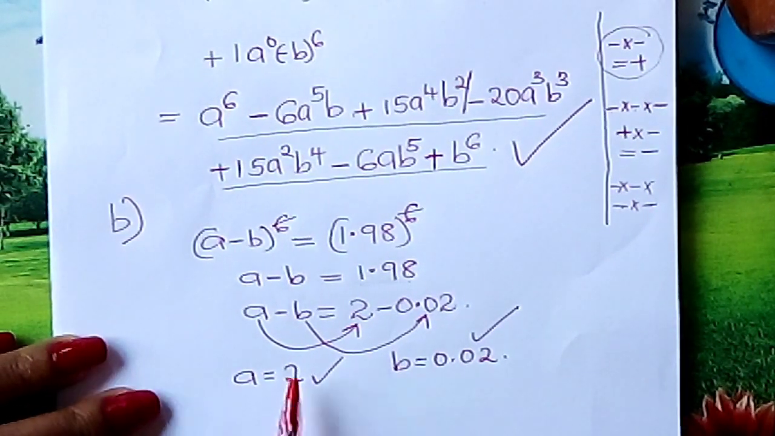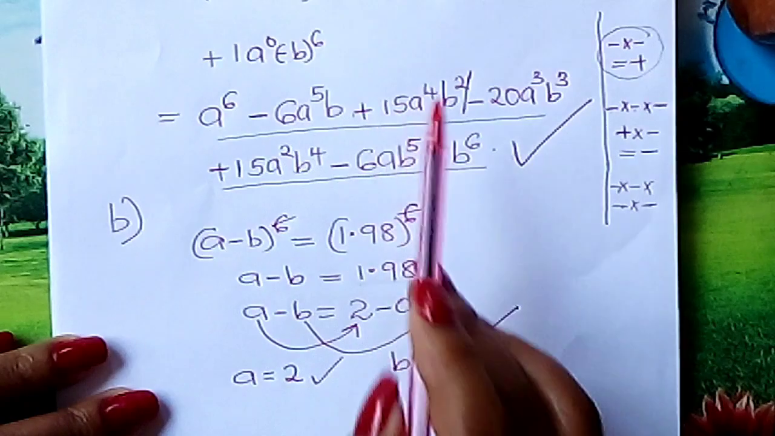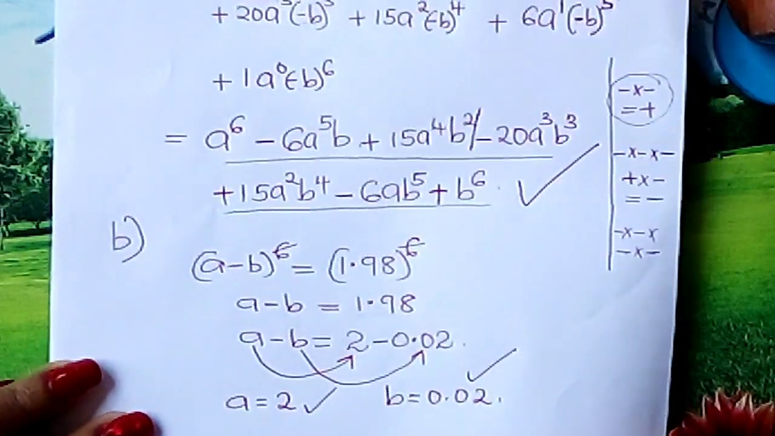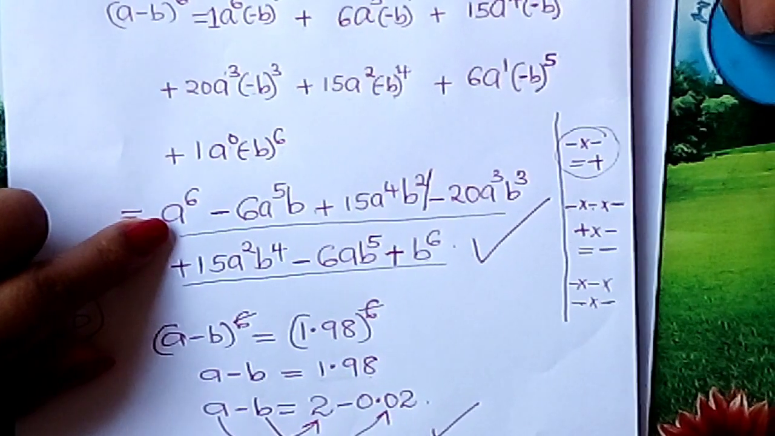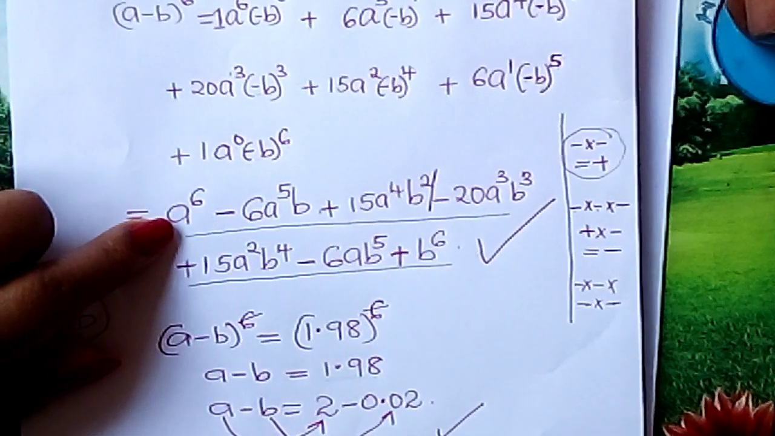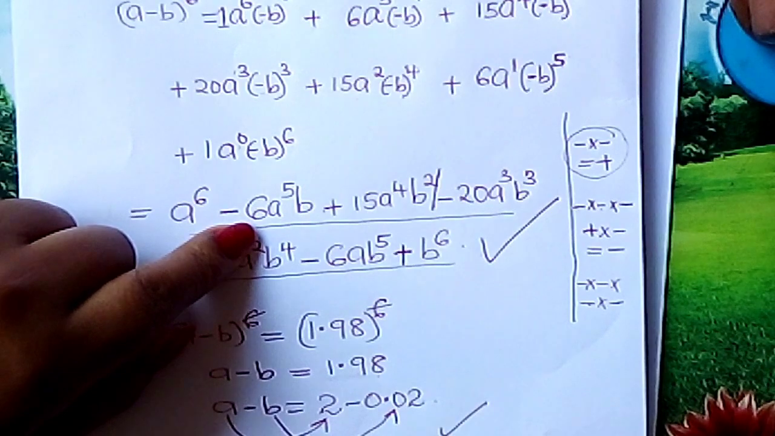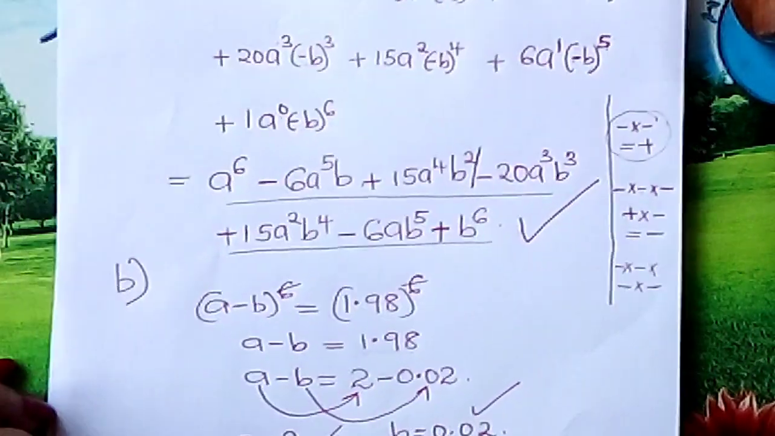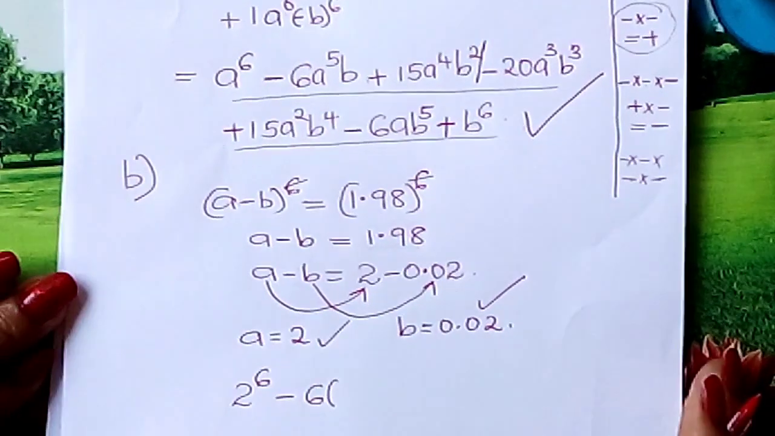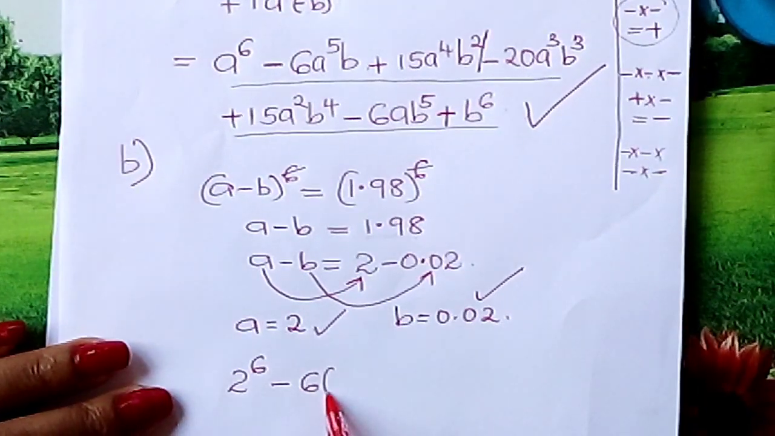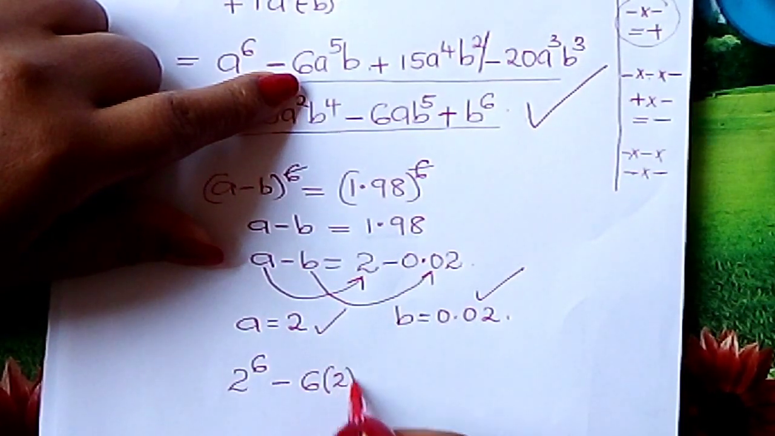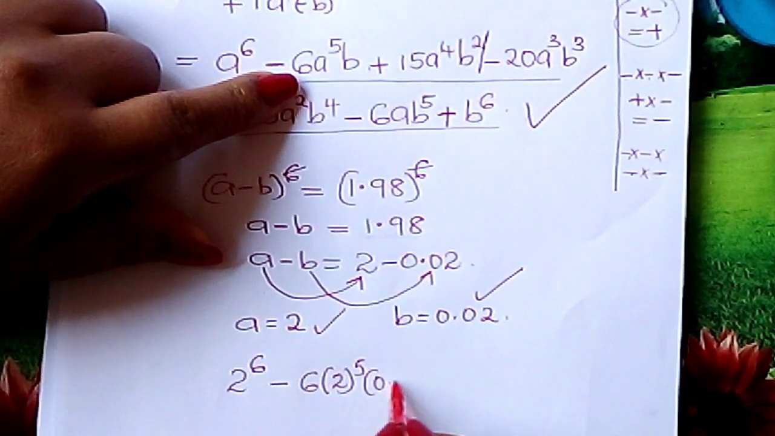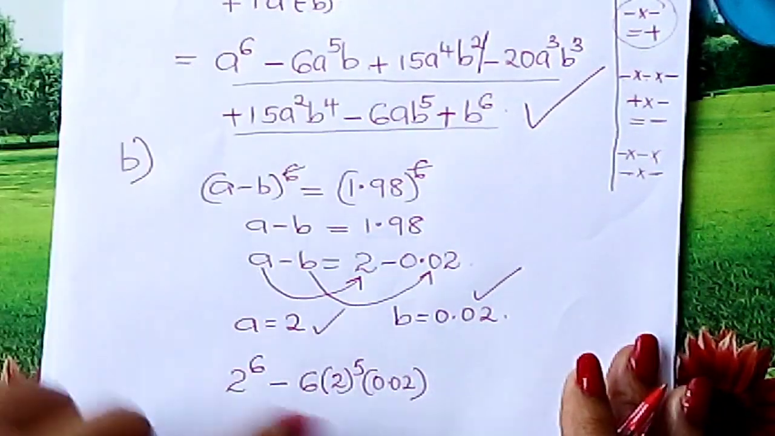Now, we now fix this in our 3 terms here. So we write our A here is raised to 6. So 2 raised to 6 learner minus our second term 6 in bracket. 6 in bracket. So there we are. So 6 in bracket what? 6 in bracket, our A is 2 raised to 5 and our B is 0.02. That is the second term.